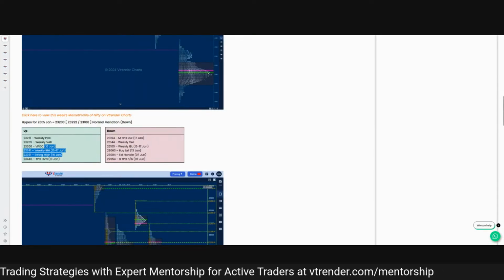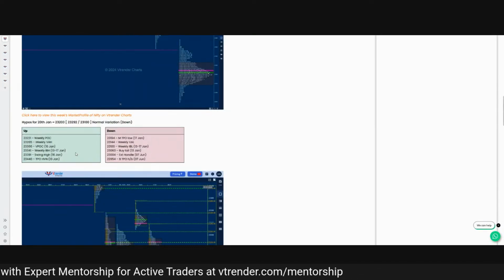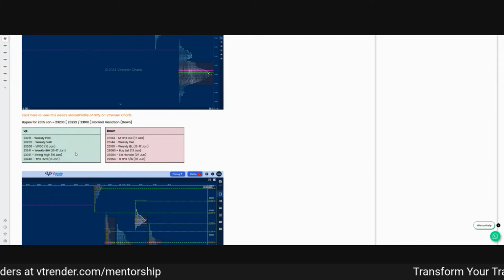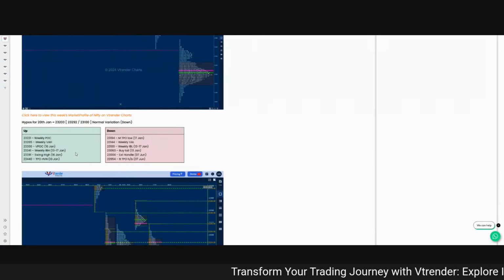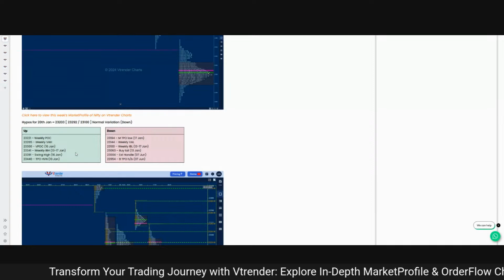You can see, and 23341 being last week's IBH is one important reference because we tried to extend in both directions the previous week range, and we could not sustain, and we closed right in the middle.